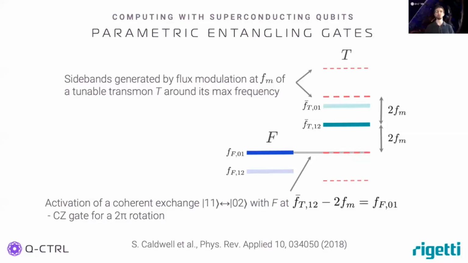Then coherent exchange occurs such that population can move between the 2 qubits. For a particular choice of the modulation frequency, coherent exchange occurs between the 1-1 and 0-2 states, and here the effective resonance is marked by the gray line. By tuning the length of the flux pulse, population can be transferred out of the 1-1 state to 0-2 and back again, inducing a pi phase and performing a CZ gate.